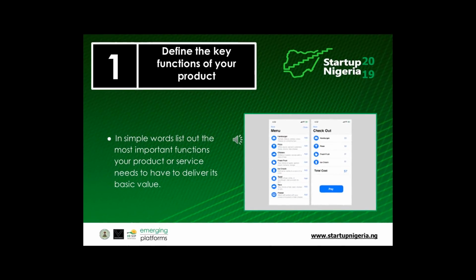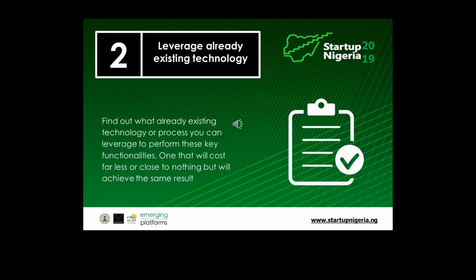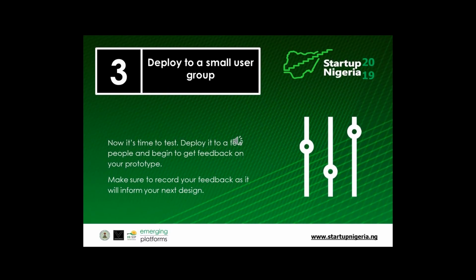And so I would like to do a recap. The first thing is define the key functions of your product. The second thing, leverage already existing technology to build your MVP. And the last thing is to test it with your first set of users. And this set of users should be a very small group, your friends, friends of friends, and nothing too large. This is to allow you to get feedback on what you've built and to inform the building of a final product.